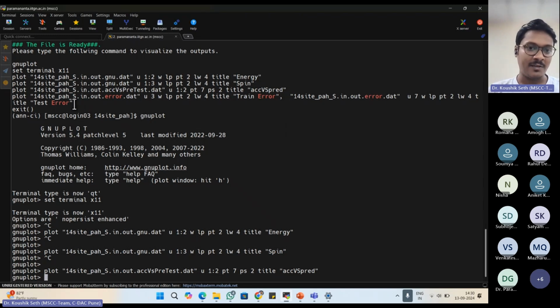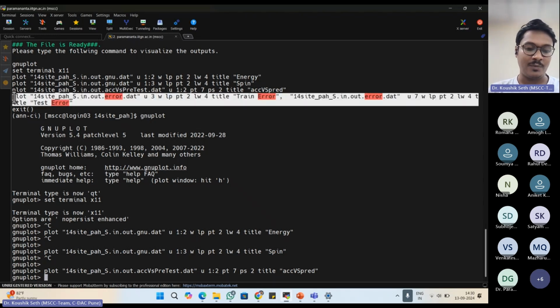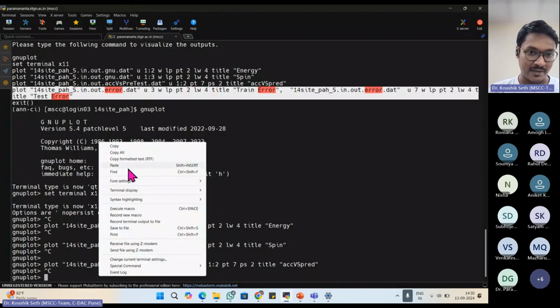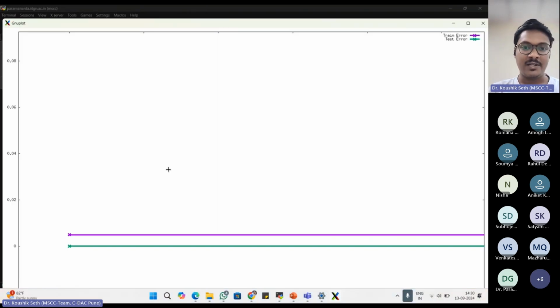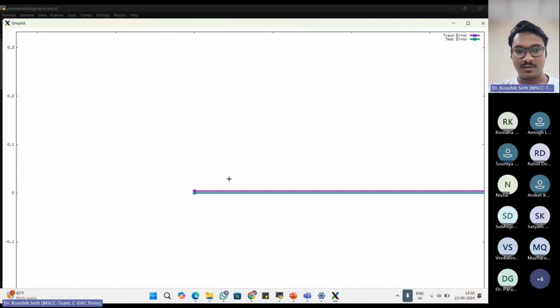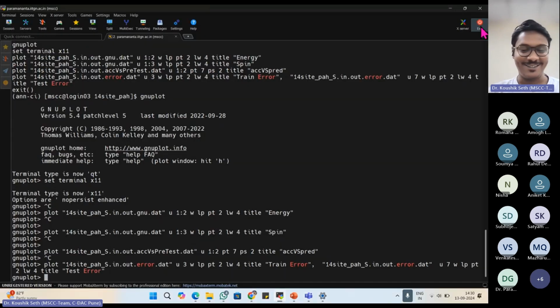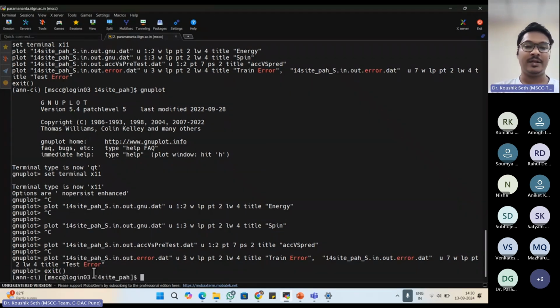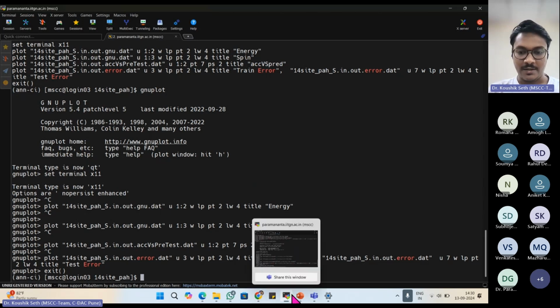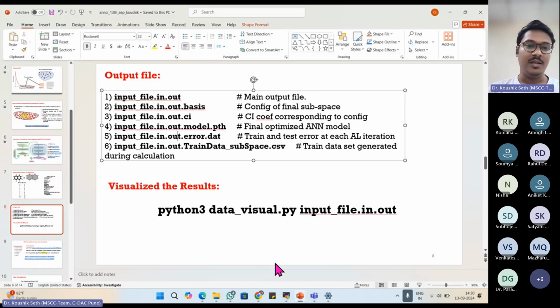And for talking about accuracy, we also have to look at the exact values, the train and test error. Okay, I messed up something. Rahul will show all the graphs during his presentation. So this is the basic idea to visualize those results and get the output. Let's go back to the presentation.